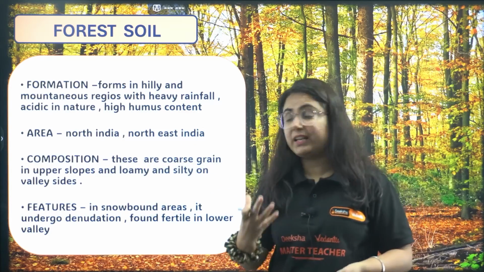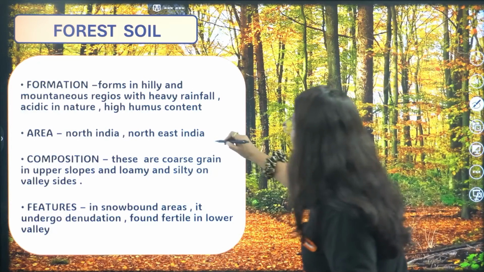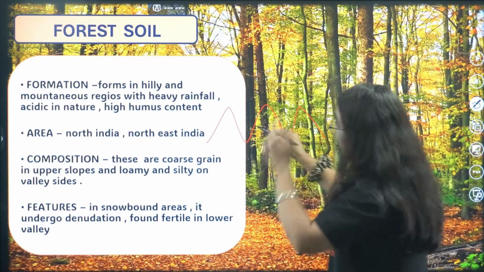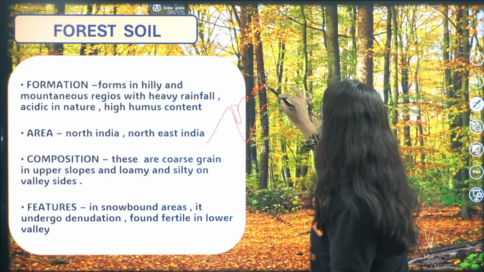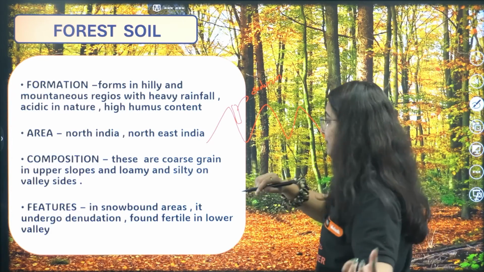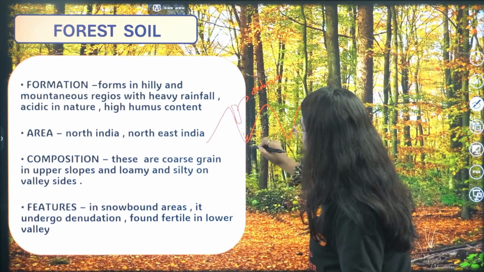They are coarse grain when they are in the upper slopes. I will show you with the help of diagram. Whenever they, like see, they are found in this type of mountainous region. Whenever they will be in the upper slopes, because here the sediments are broken down very less, right? Erosion is very less over here, denudation is less here only. But whenever they move to the valley side, the denudation will be more.